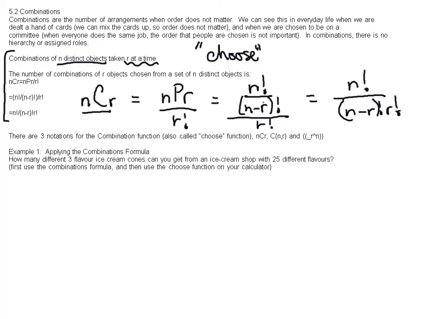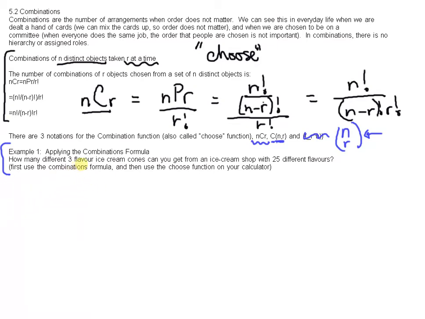There are 3 notations for the combination function. We can write it nCr, or C, like the choose function, and then it's always in the form n comma r. Or we can write it as n r stacked, so it looks like a fraction, but there's no line in between the n and the r, and that just means n choose r.